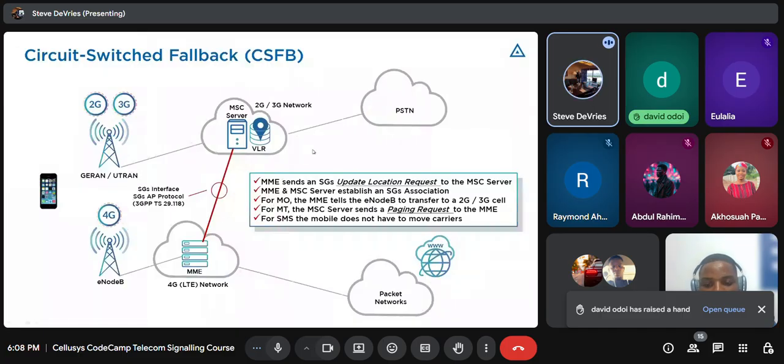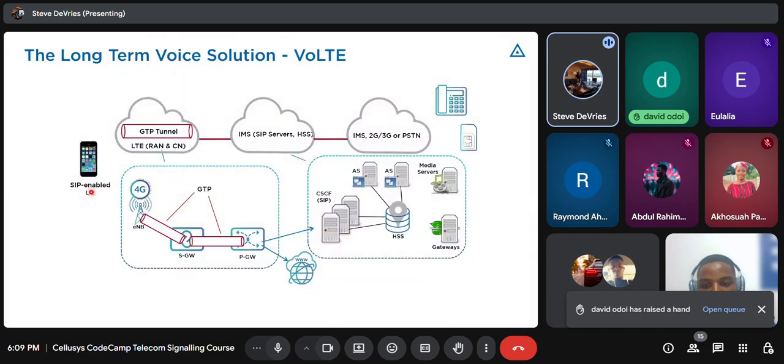The second way is something called voice over LTE. Voice over LTE, where this thing is what's known as a SIP phone, session initiation protocol, and it carries the SIP signaling through these data tunnels into this network called the IMS, the IP Multimedia Subsystem.